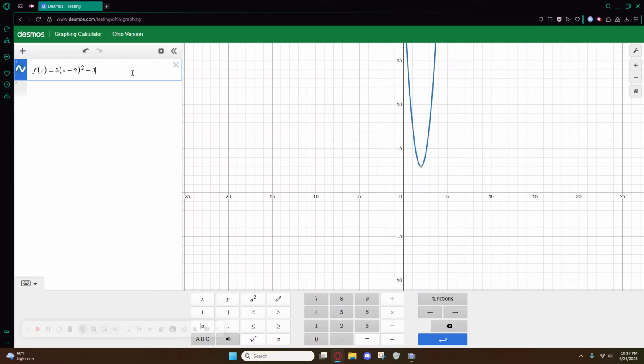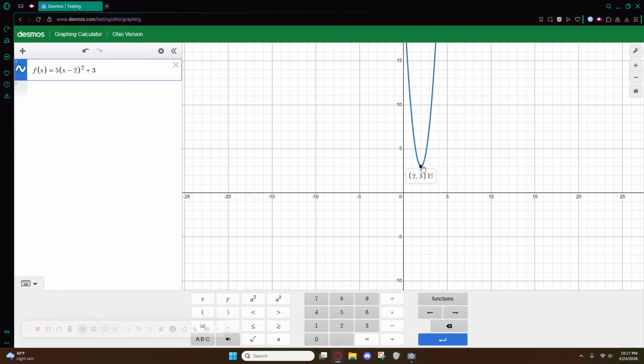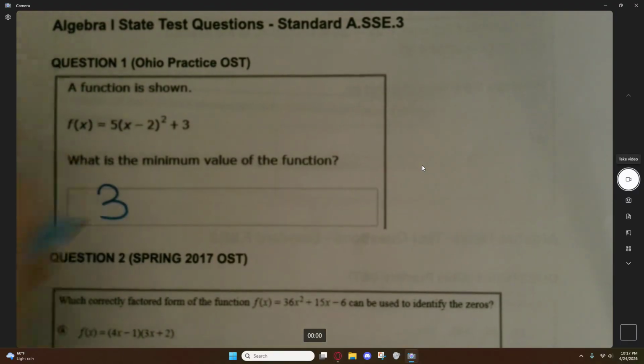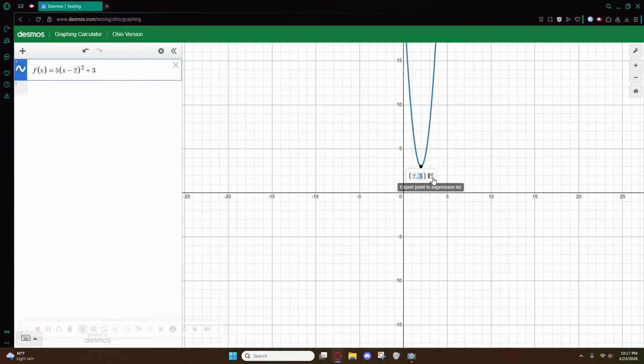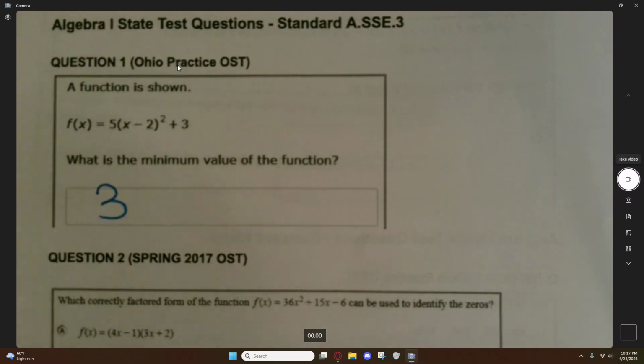And it says, which of these is the minimum value of the function? It marks the minimum for you right here. When you talk about max and min, you're talking about y values. It is the lowest value of the function. So the minimum is at 3. The minimum is right here at 3. Okay. Next question.